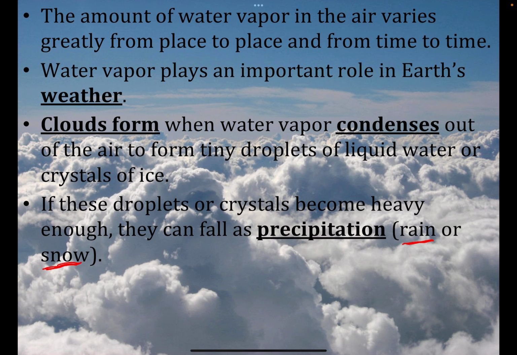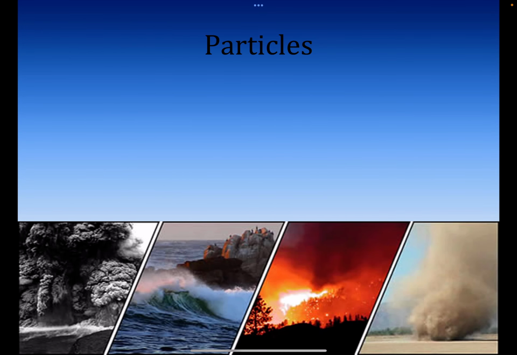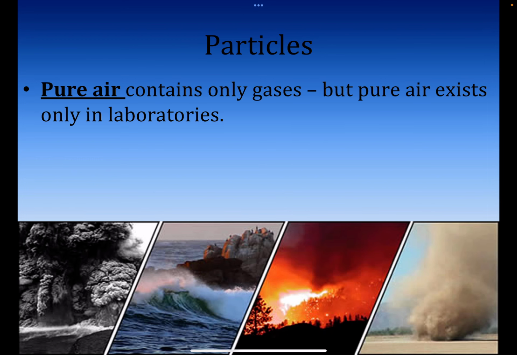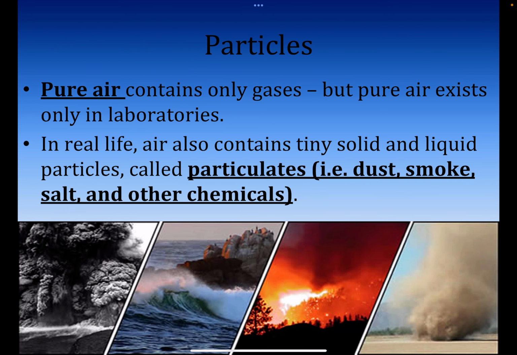All right, so that pretty well addresses the vapor component. Now let's talk a little bit more about particles that are in the air. So far we've talked about dry air and then air that includes water vapor, but there's other items that are in the air that we breathe all the time. So pure air contains only gases, but pure air only exists in laboratories that we've purified. In real life, it's going to contain particulates or particles. So these are going to include the following: dust, smoke, salts, and a variety of other chemicals.